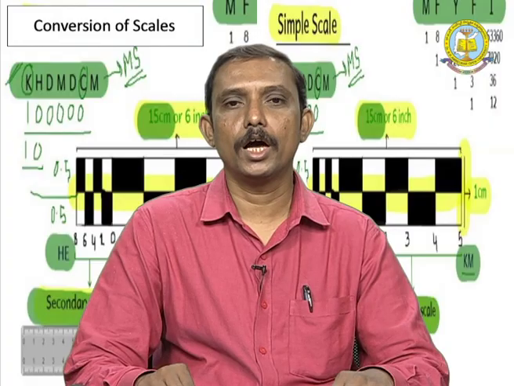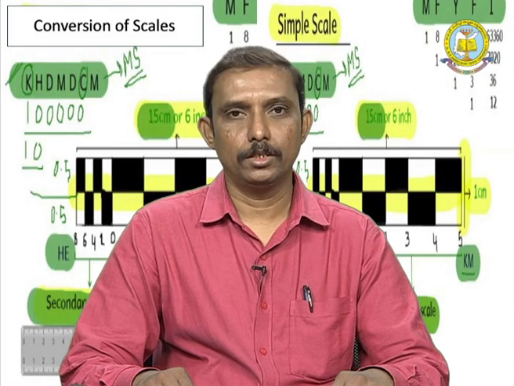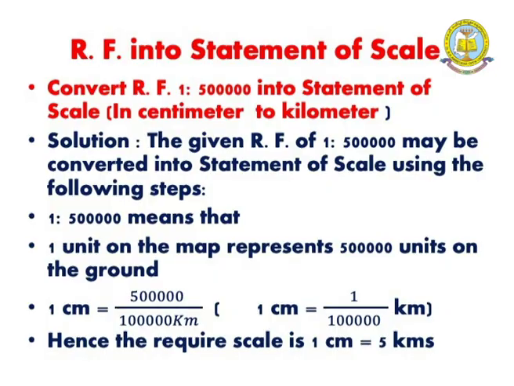We can also see another example of how to convert a representative factor into a statement scale. This is the problem: convert the RF 1 is to 5 lakhs into a statement scale. A statement scale is in centimeters and kilometers. The RF is 1 is to 5 lakhs. It means 1 unit of measurement on a map is equal to 5 lakh units on the ground.